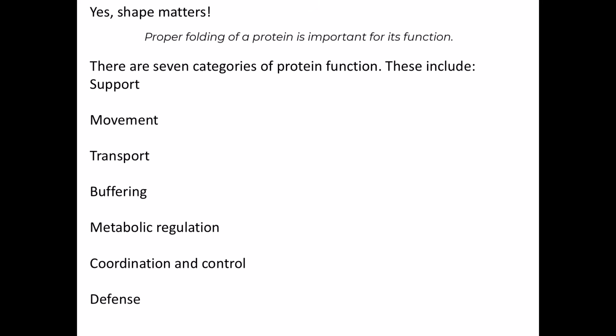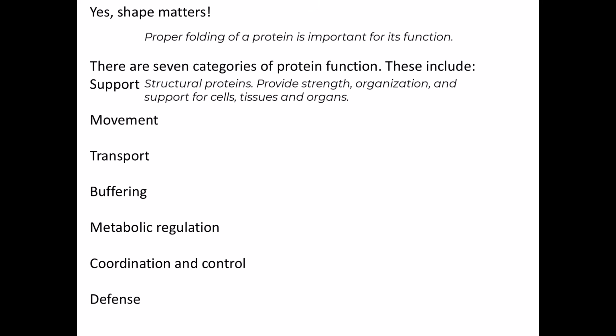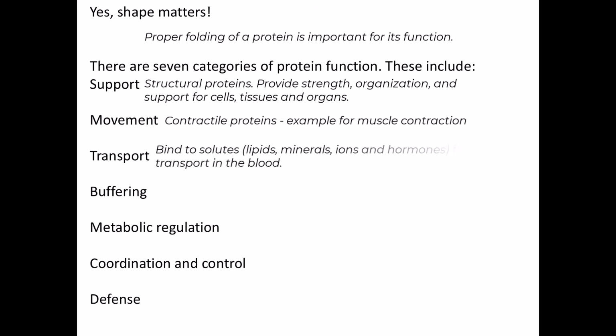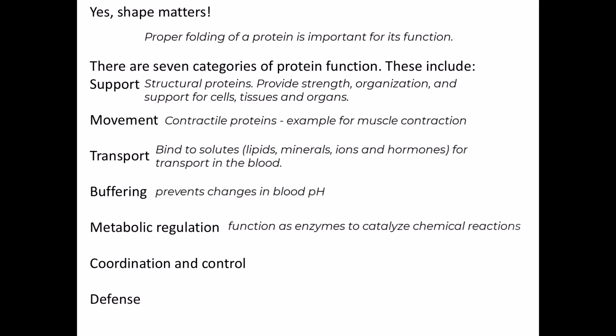Proteins that provide support include structural proteins that create a 3-dimensional framework for the body. They provide strength, organization, and support for the cells, tissues, and organs. When it comes to movement, contractile proteins bring about muscular contraction. For transport, we have special proteins that bind many substances for transport in the blood, including insoluble lipids, special minerals such as iron, and several hormones. Proteins can also act as a buffer and in this way help prevent changes in the pH of body fluids. Many proteins are enzymes which can regulate metabolic processes.